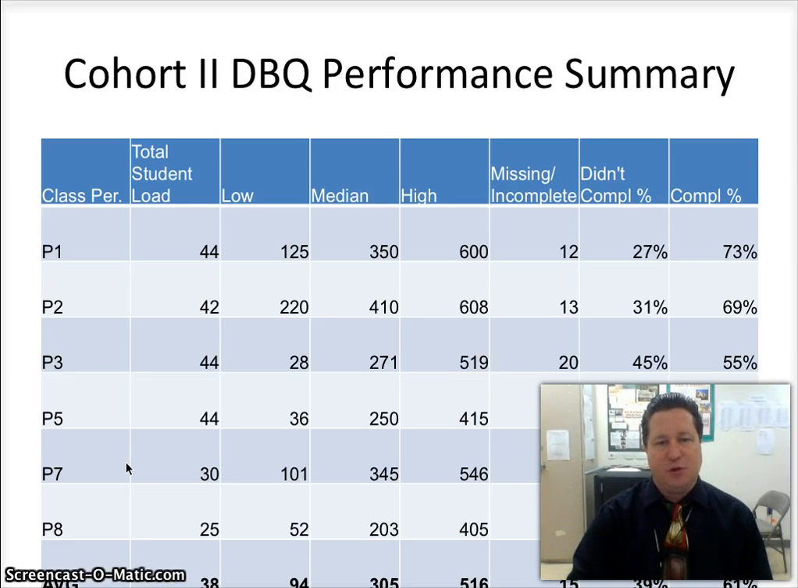And I would ask the students questions such as, why is period 8 at 203 words per hour, whereas period 2 is at 410? Why does one class period outperform another? And then if you look at the number of people with missing or incomplete assignments, you can see that there's substantial variation in this.